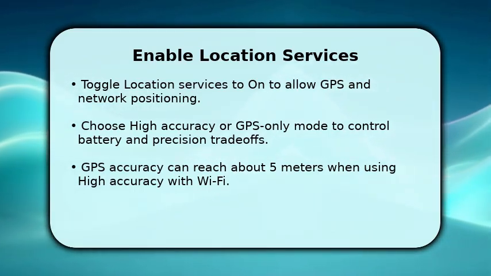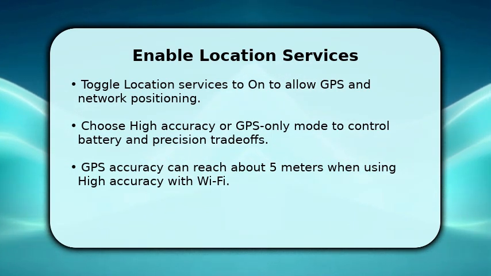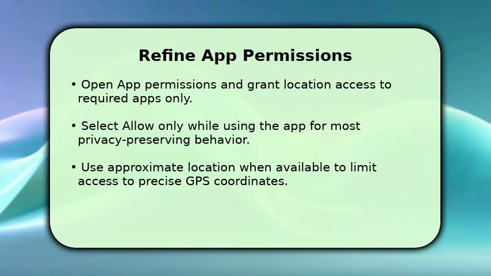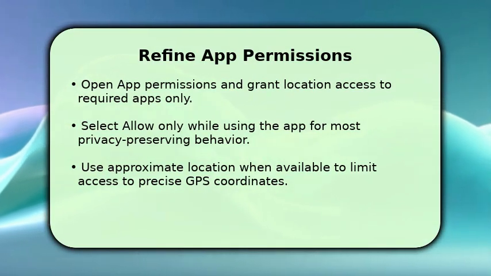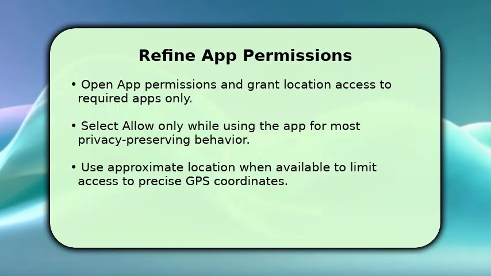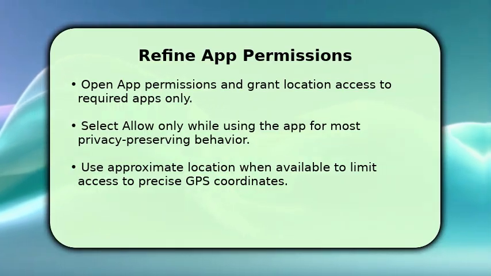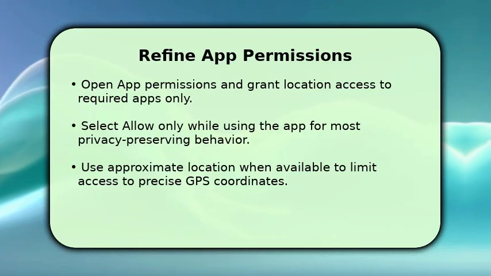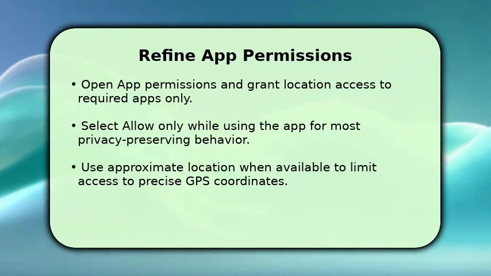Confirm the global switch is enabled before moving to Open App Permissions or App Access Control to view which apps use your location. Grant location access to required apps only and deny access to apps you do not trust. Choose Allow only while using the app for most privacy-preserving behavior and background restrictions.